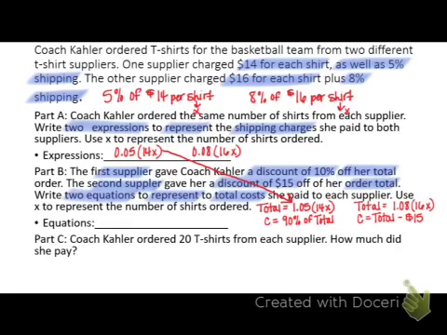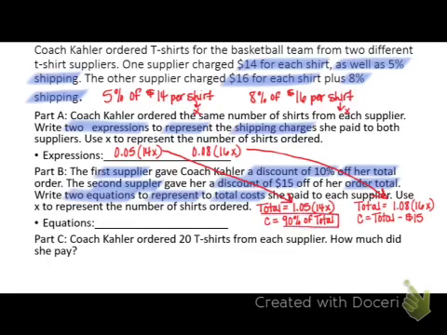And again, all I've done is changed my 0 to a 1 to now represent that we are paying 105% to include the cost of the shirts as well as the shipping. The same thing for the second supplier as well. I have now made that a 1.08 instead of a 0.08 to represent 100% of the cost of the shirts and 8% for shipping.